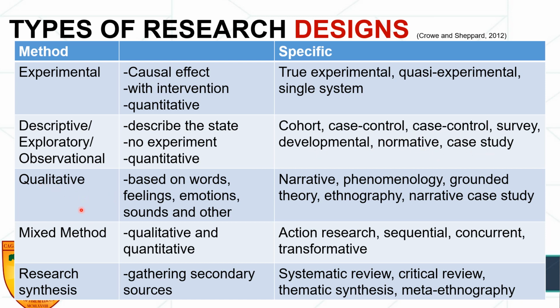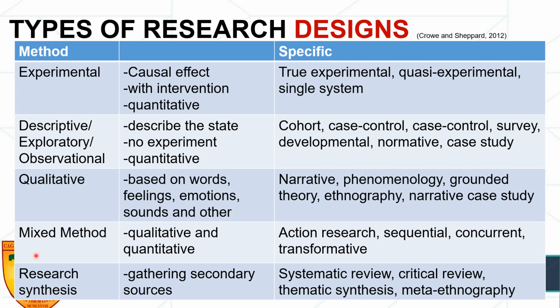And then we have another main branch, which is the qualitative. As we know, that method is based on words, feelings and emotions, sounds, and others. Specific designs here are narrative, phenomenology, grounded theory, ethnography, and narrative case study. And then we have the mixed method. It's a mixture of both qualitative and quantitative. We have specific research designs here: action research, sequential, concurrent, and transformative.